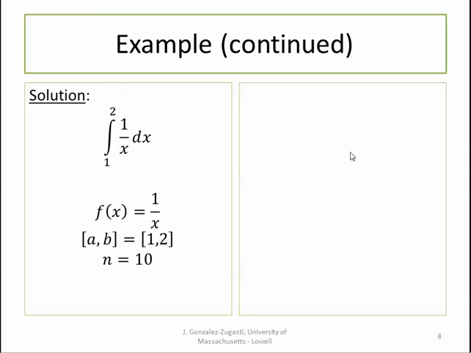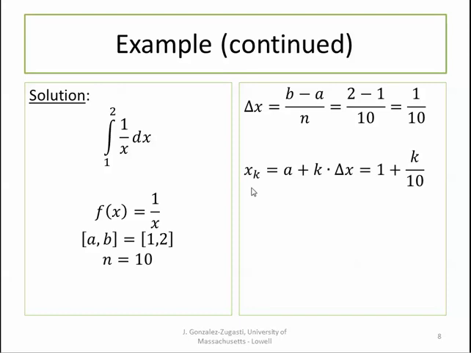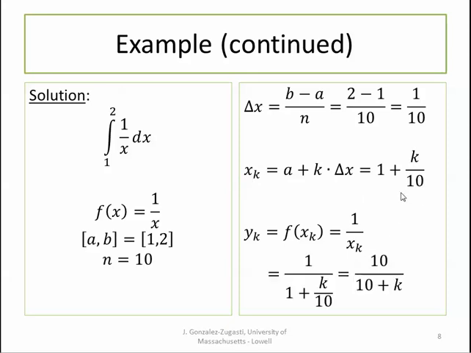That tells us that delta x is equal to b minus a over n, which is 1/10. Our x sub k's are going to be equal to 1 plus k over 10. And our y sub k's are our function evaluated at our x sub k's. So that's 1 over x sub k. We just plug in x sub k here, and we multiply top and bottom by 10 to get y sub k equal to 10 over 10 plus k.